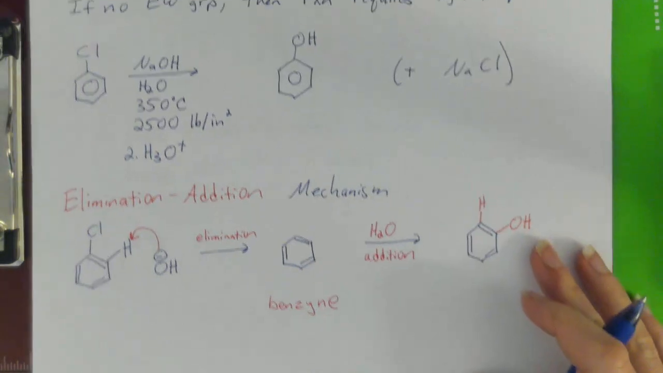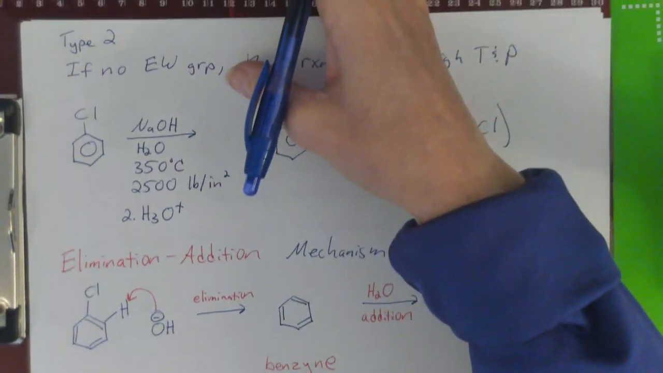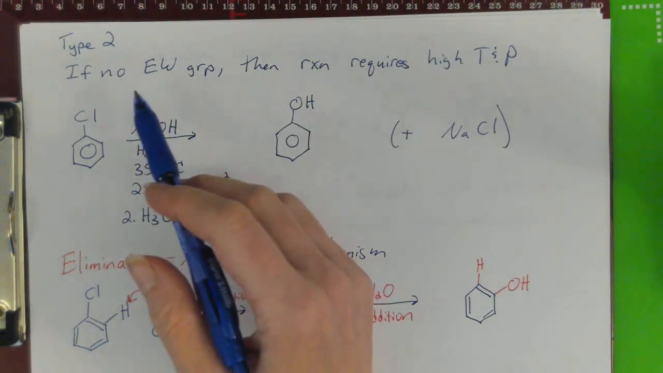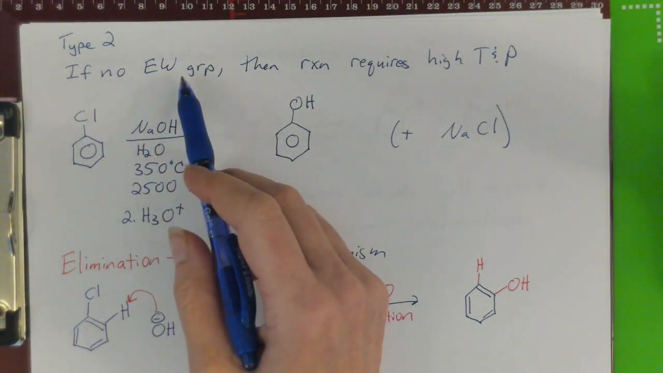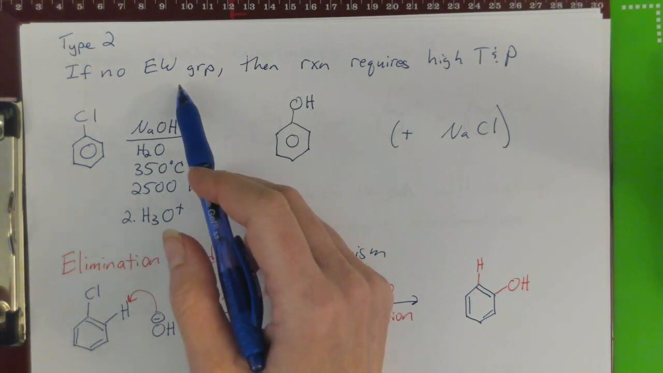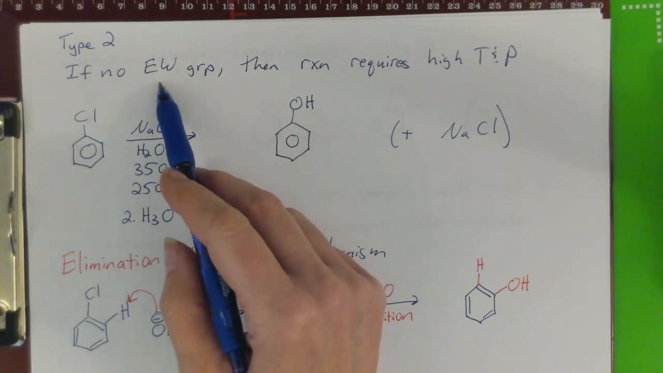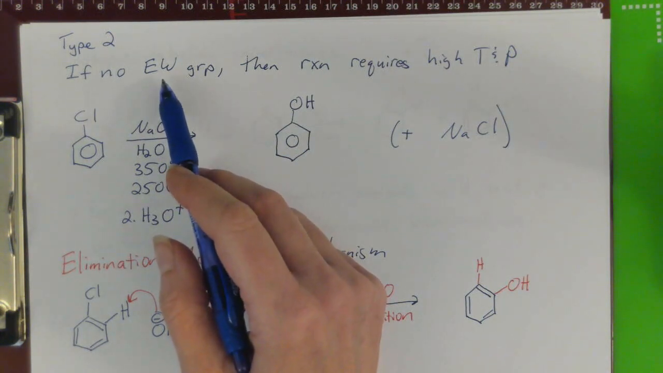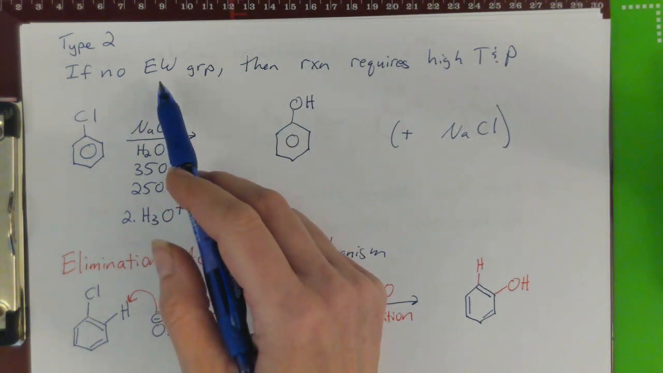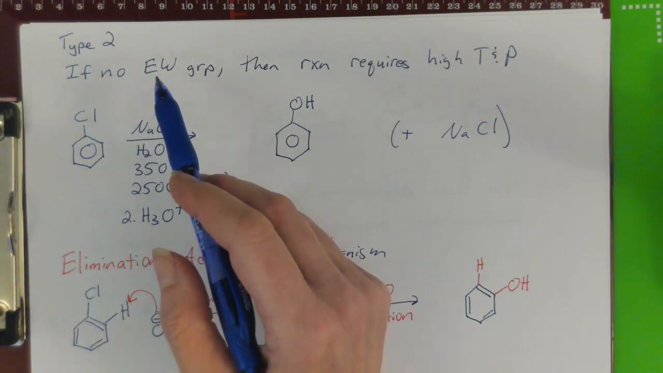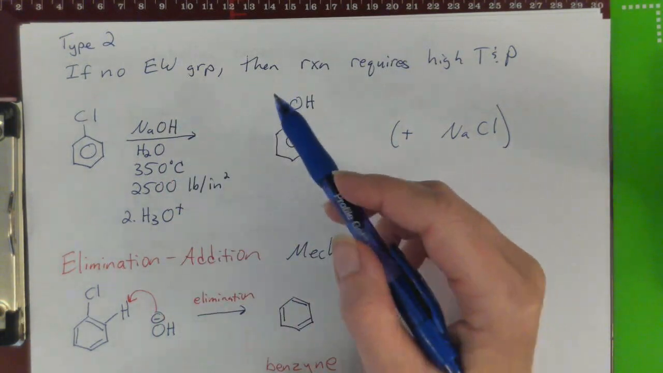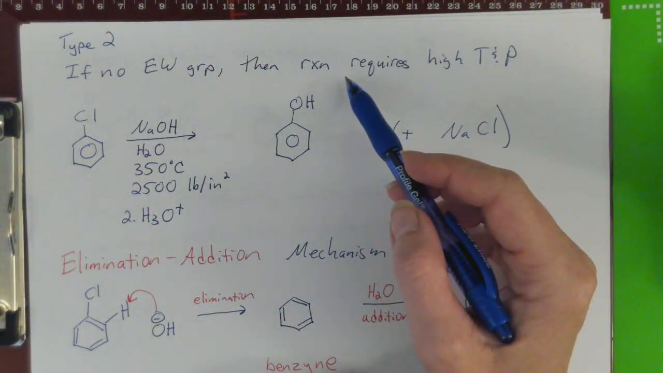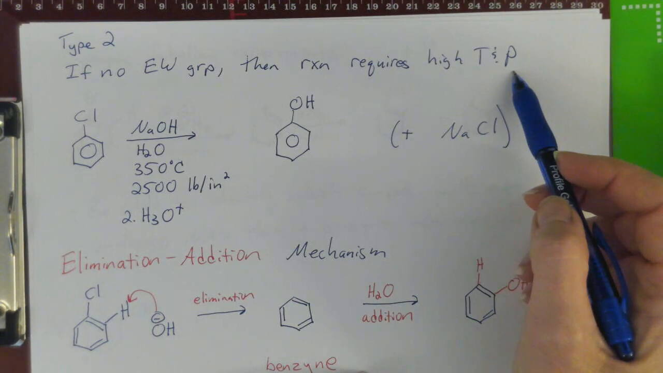So now let's take a look at the type 2. The type 2 aryl halide doesn't have an electron withdrawing group on it. It could have other groups on it, but it doesn't have an electron withdrawing group on it. So it doesn't have an electron reservoir to help stabilize the intermediate. So this means that we're going to go through a really high energy intermediate. And so this is going to force us to do this at really high temperatures and pressures.